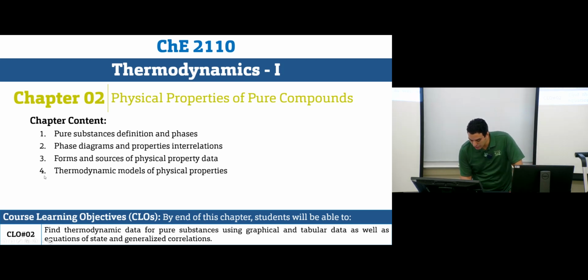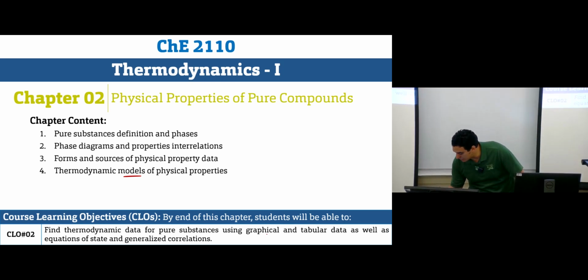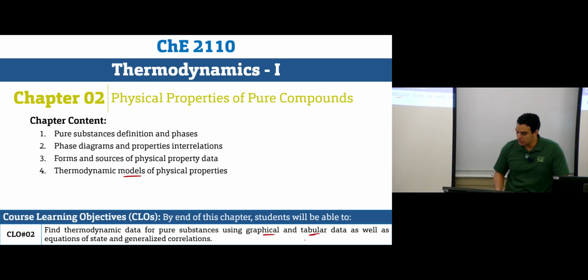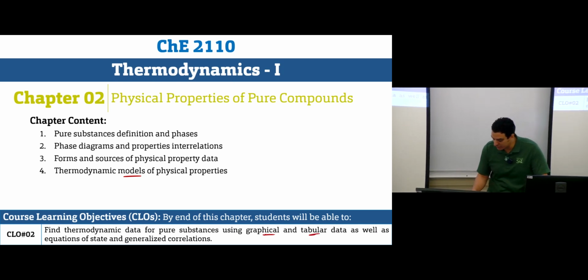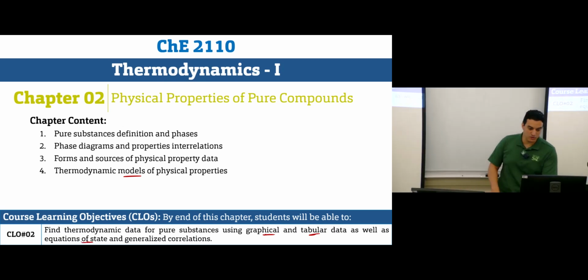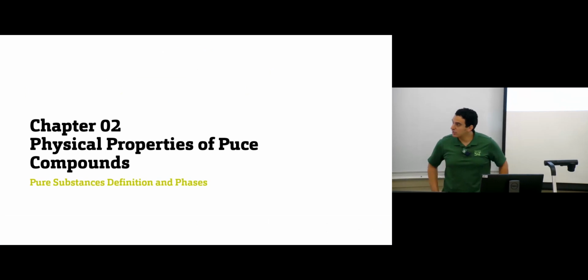Then we will start talking about the thermodynamic models for these physical properties. Okay, so then we have some models that we can use in order to calculate this data that we have. And the objective of this chapter is to be able to obtain this physical property data either from graphs or from tables or from the models. And the models that we'll explain are the equations of state. So for sure you have some information about this one. So let's start with the first one.